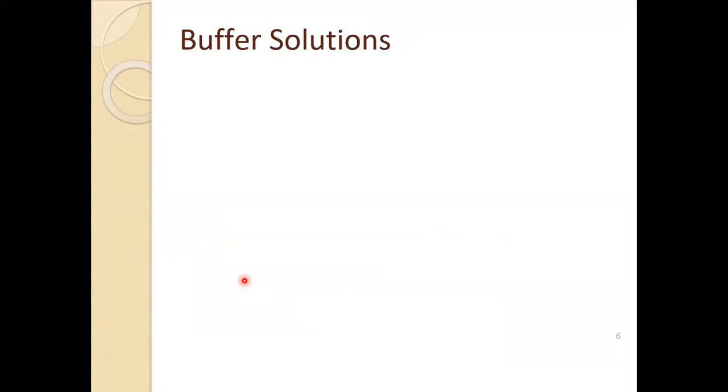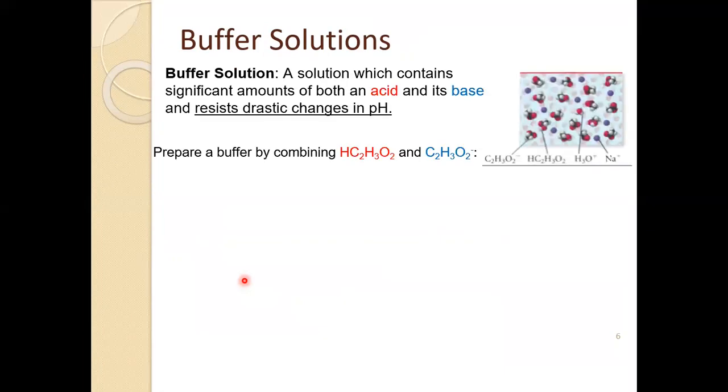very critical reactions. So one way to preserve the pH, to keep the pH constant, is to make sure that the reaction takes place in what's called a buffer solution. And a buffer solution is a special solution composed of an acid and its base, and the purpose of a buffer is to resist drastic changes in pH.